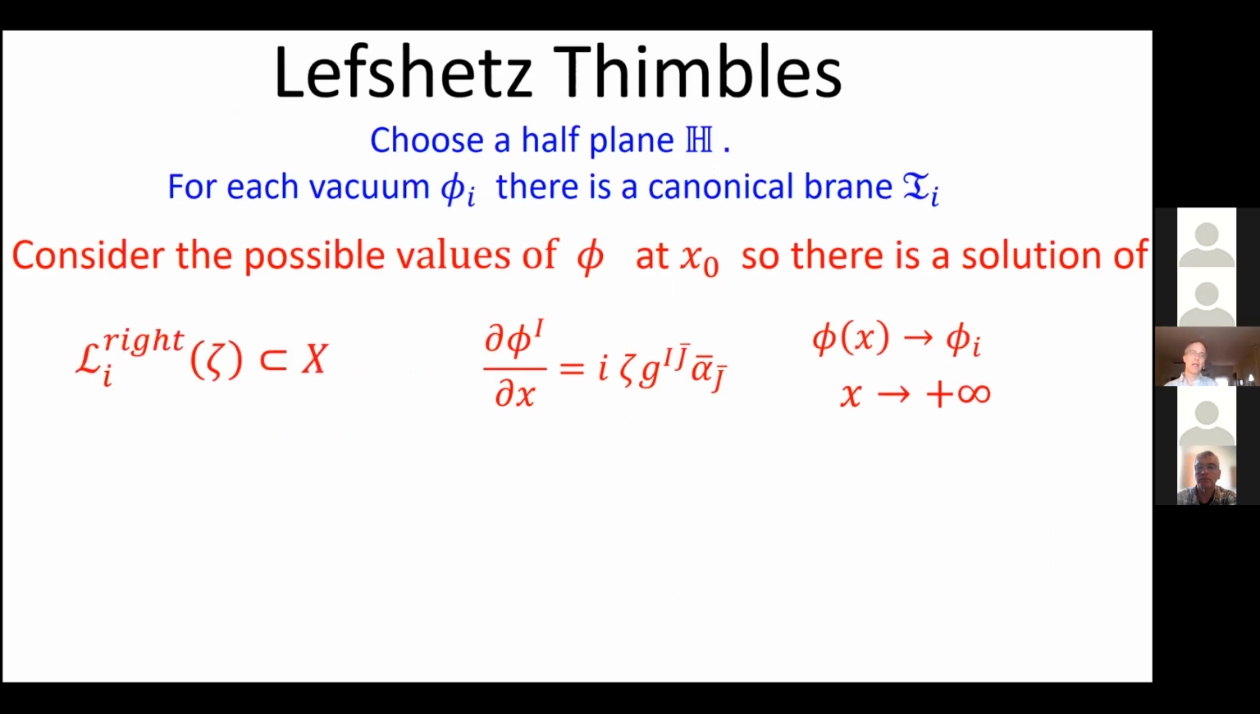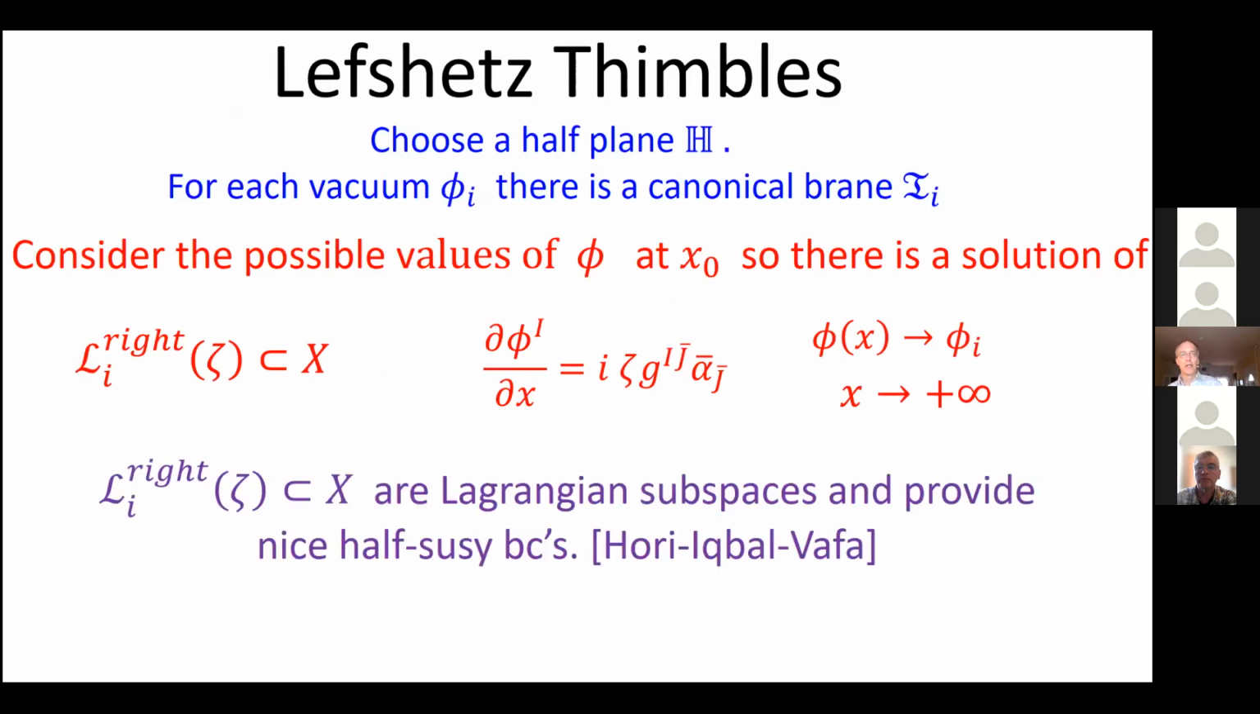And that set of possible initial values describes a submanifold of capital X, which turns out to be a Lagrangian subspace and provides nice half supersymmetric boundary conditions for that quantum field theory. And those boundary conditions preserve a linear combination of the N equals (2,2) supersymmetries, namely this linear combination. And so now you see that phase zeta starts to play an important role. It governs, for example, exactly what linear combination of supersymmetries is preserved.